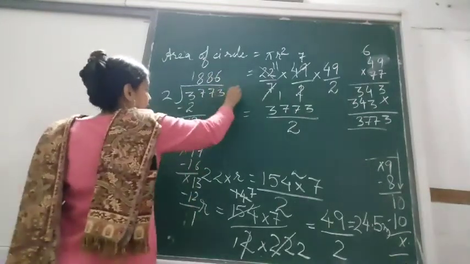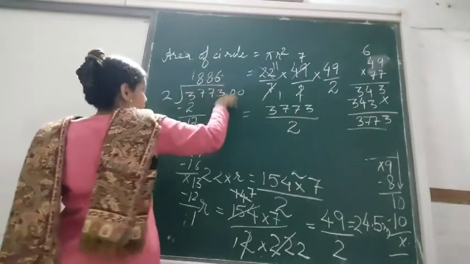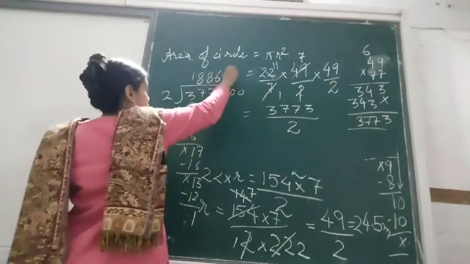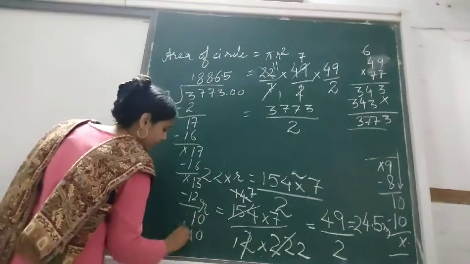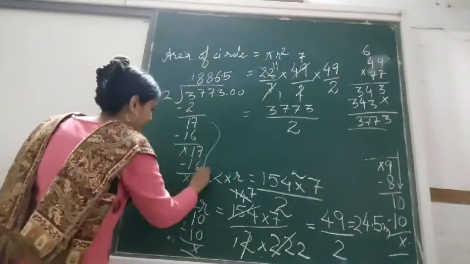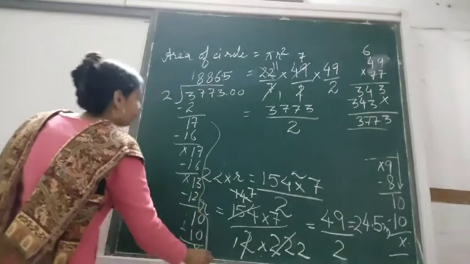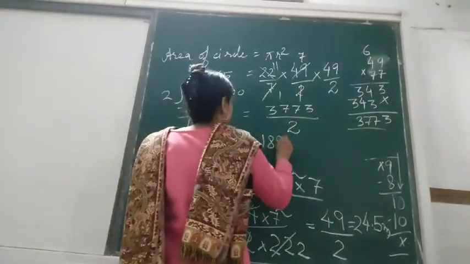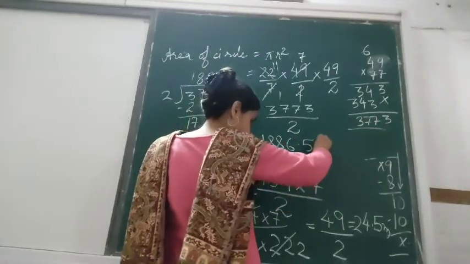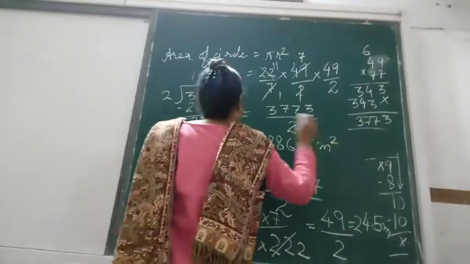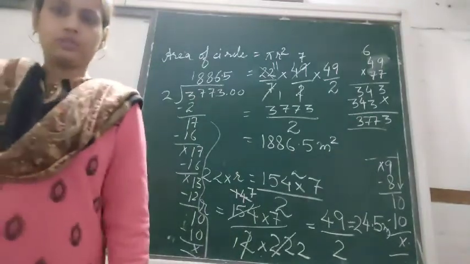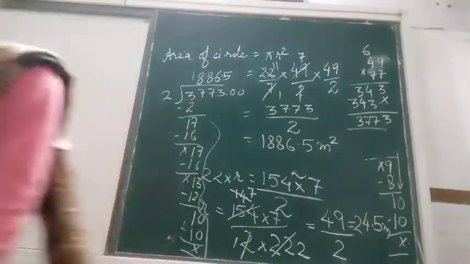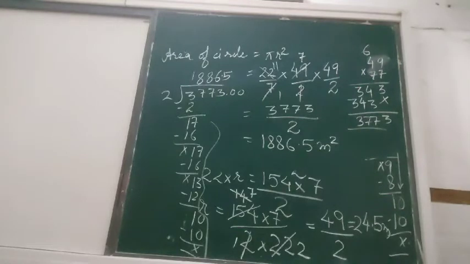We put a decimal and bring down 1 0. Since this 0 is coming down, the decimal goes up, and 5 2s give us 10. So the answer is 1836.5 meter square. So this completes question number 3. Now we will start with question number 4.